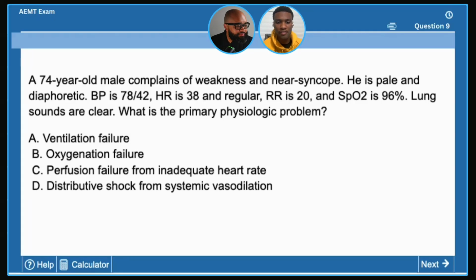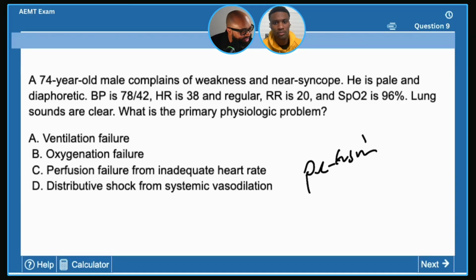What is the primary physiologic problem? Okay, so this wants to know what kind of problem it is. Let's go. All right. A 74-year-old male complains of weakness and near syncope. Okay, near syncope means they kind of passed out. Syncope is where there's an interruption in blood flow. So syncope is a brain problem where there's an interruption in blood flow. And if there's an interruption in blood flow, what kind of problem is that? Perfusion. Okay, so blood flow is probably a perfusion problem. Let's see if we can find some more evidence for a perfusion problem.